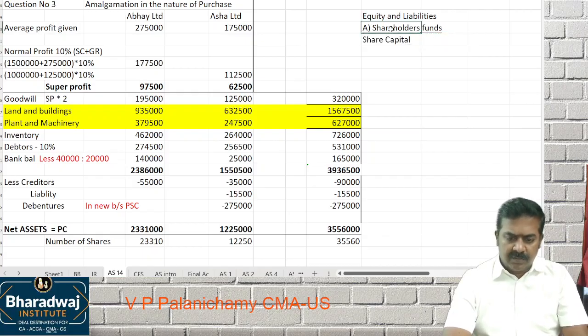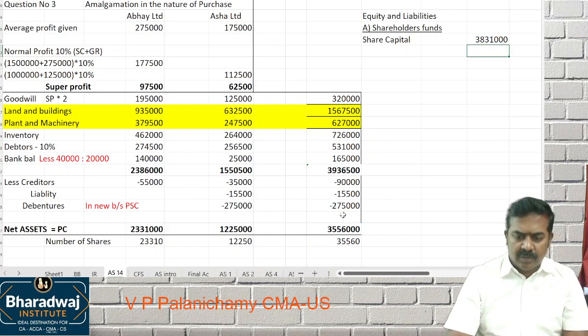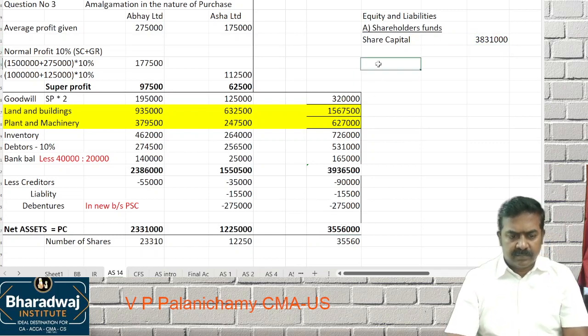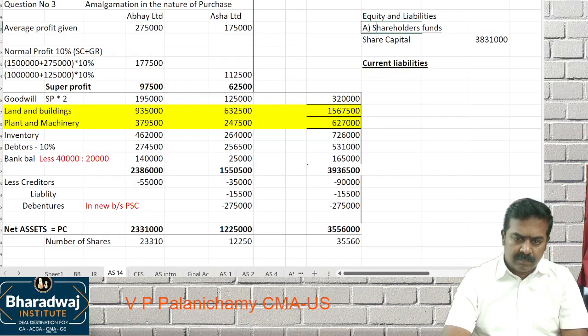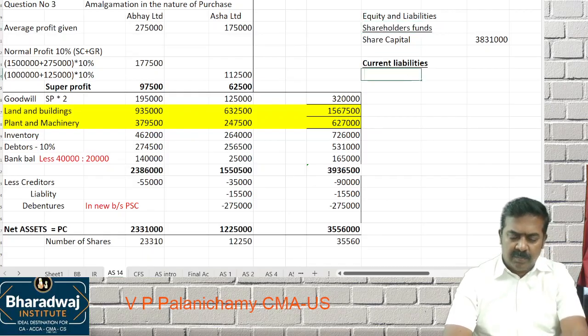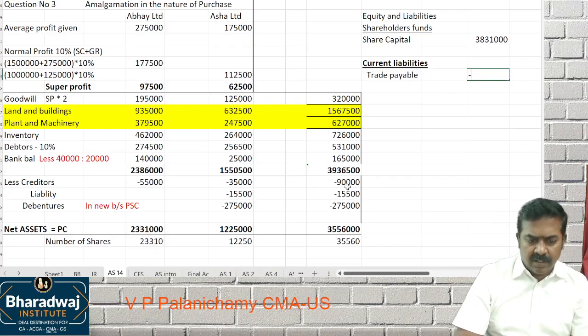Share capital, what will come? This purchase consideration and which one? Both will come. Then director, current liability. Current liability, the trade payable will come. This creditors and liability.